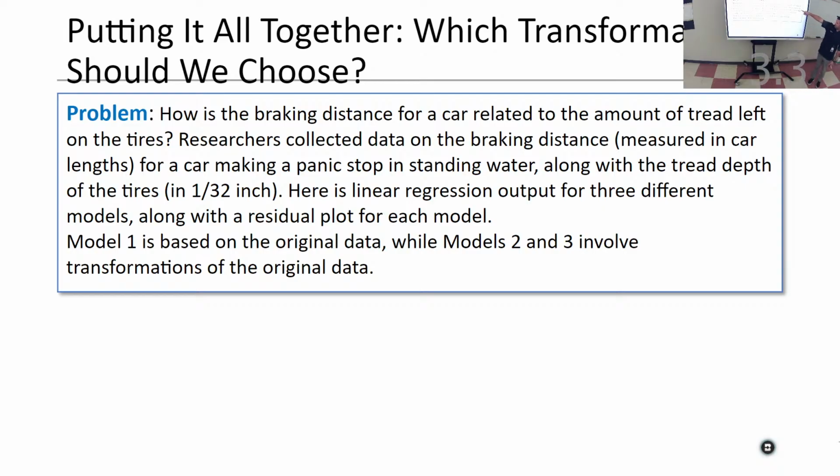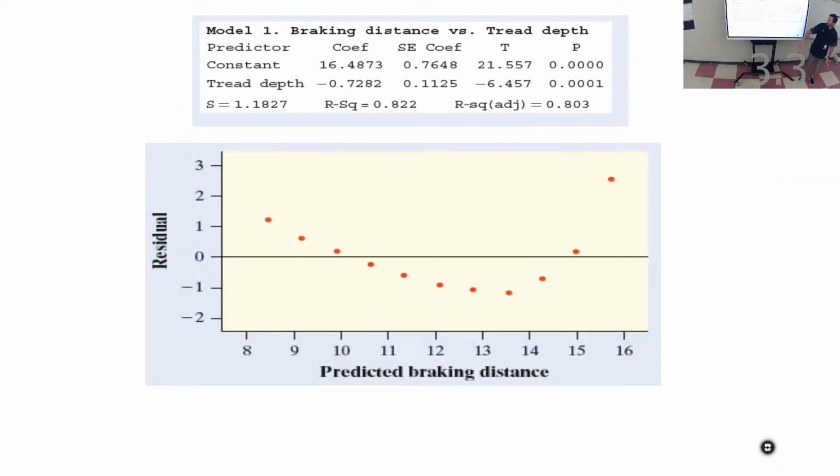Putting it all together, which transformation should we choose? How is the braking distance of a car? Models 2 and 3. So we got their tire wear and their length.